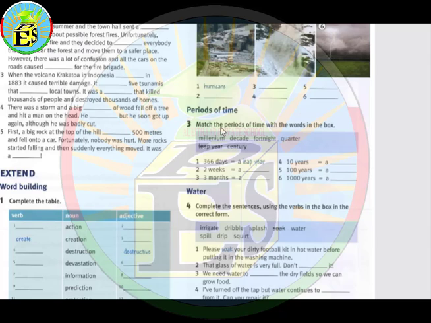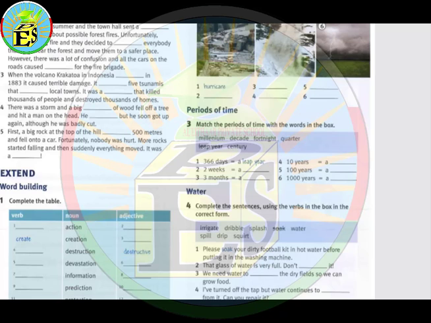Task number 3. Match the periods of time with the words in the books. How many words do we have here? There are 6. Okay. And here we have their meanings. This one, millennium, decade, fortnight, quarter, leap year, century. The first one, 366 days. What is it? It's a leap year. Number 2, 2 weeks. What do you think? Which word here? 3 months, 10 years, 100 years, 1000 years.